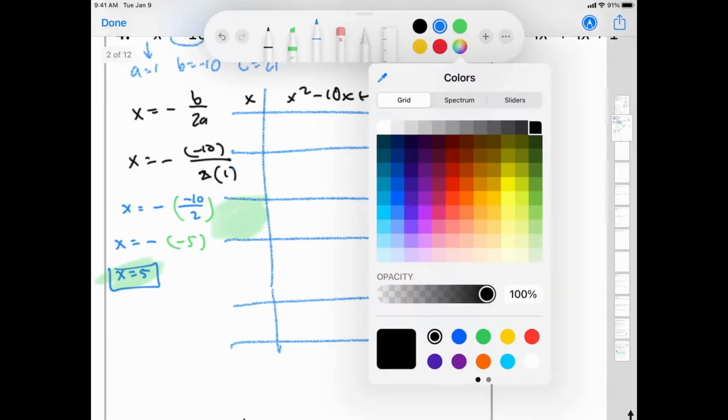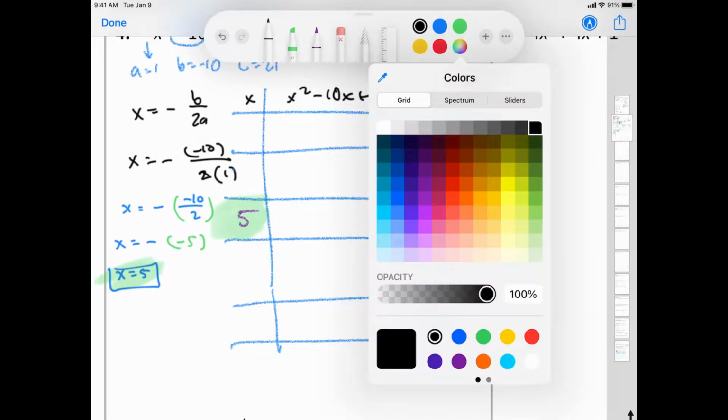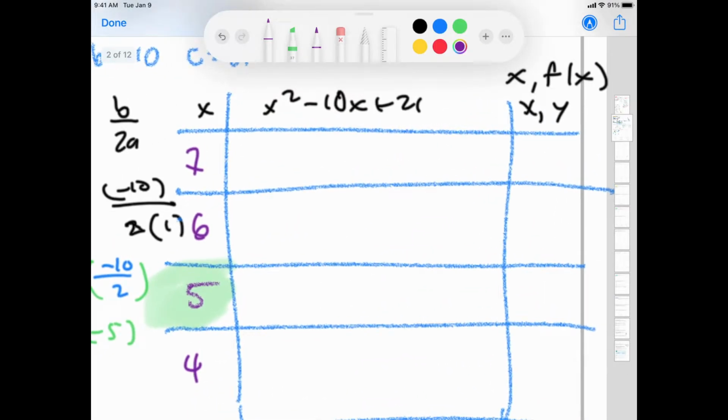Okay. So 5 goes here. If 5 goes in there, then you just need numbers that go above or below it. So that would be 6 and 7, and 4 and 3. Okay, so let's go ahead and just substitute those in there.